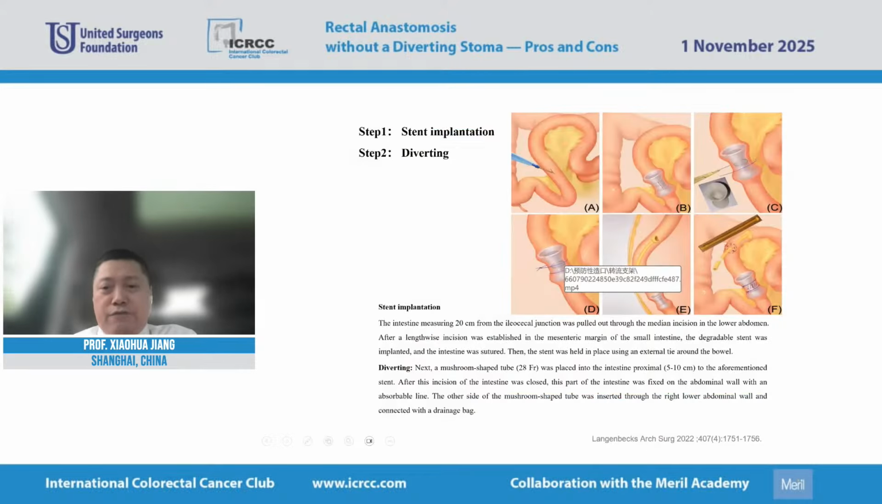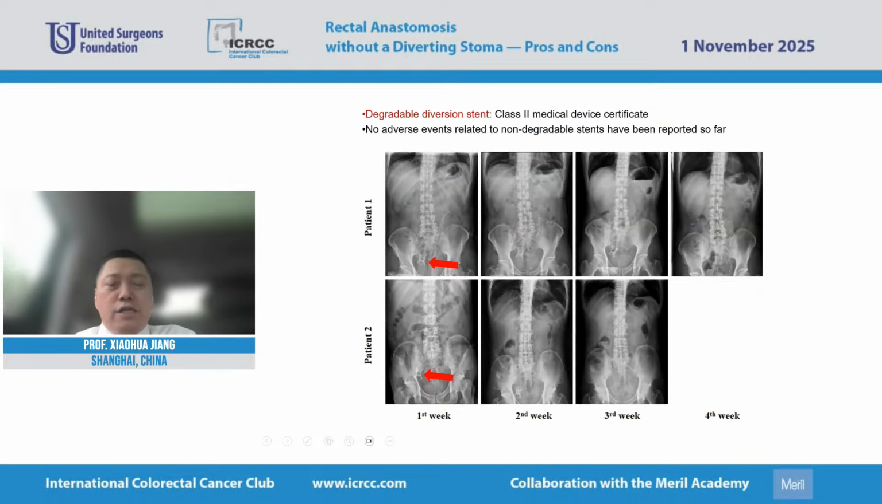So this is the figure. Finally, we can see what we did, and around 3 to 4 weeks, we take an X-ray film, and the stent can degrade itself around 3 to 4 weeks, so that we can take out the mushroom-like tube, so that the patient can go back to normal life. So usually around 3 to 4 weeks.